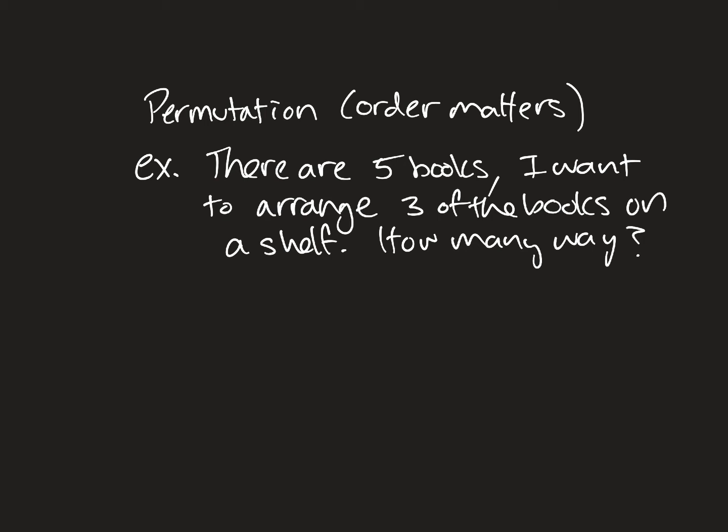The notation for permutation is P. There's 5 to choose from, and I want to choose 3 of them. Another way, which a calculator in particular shows, is 5P3. Before we even have this notation, how would I do this problem if order matters? There's 5 ways I choose the first book for the first spot, 4 ways I choose the next book for the next spot, and 3 ways I choose the final book for the third spot on the shelf.